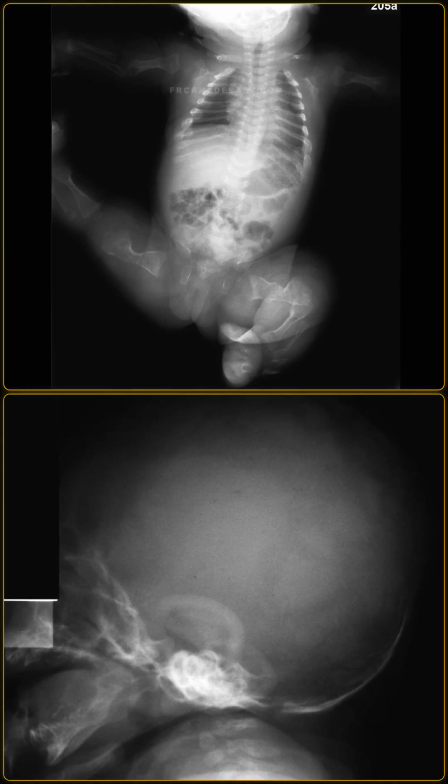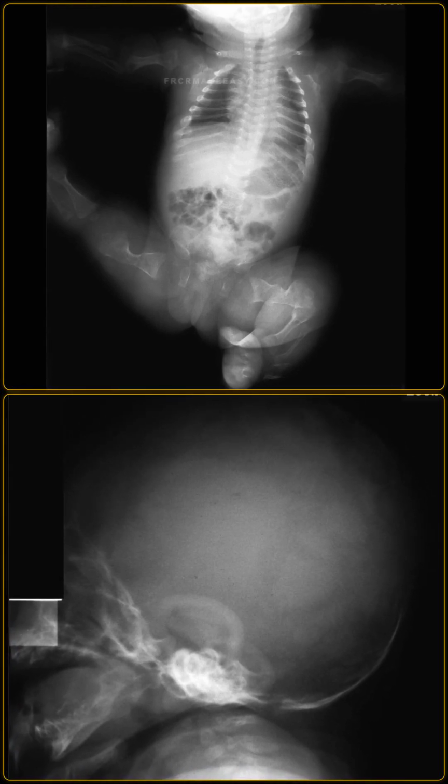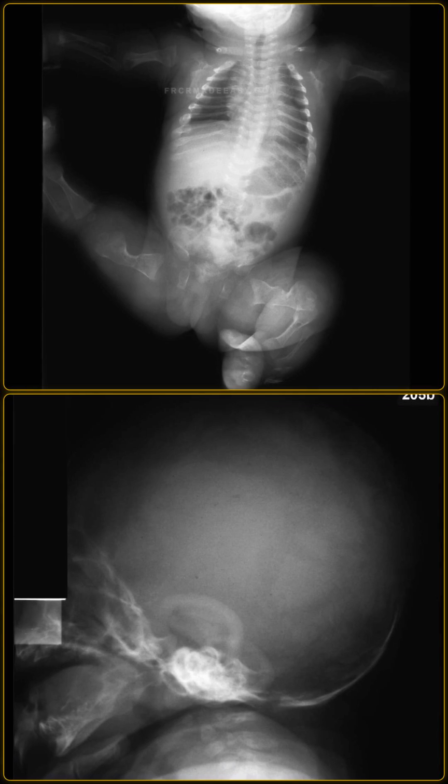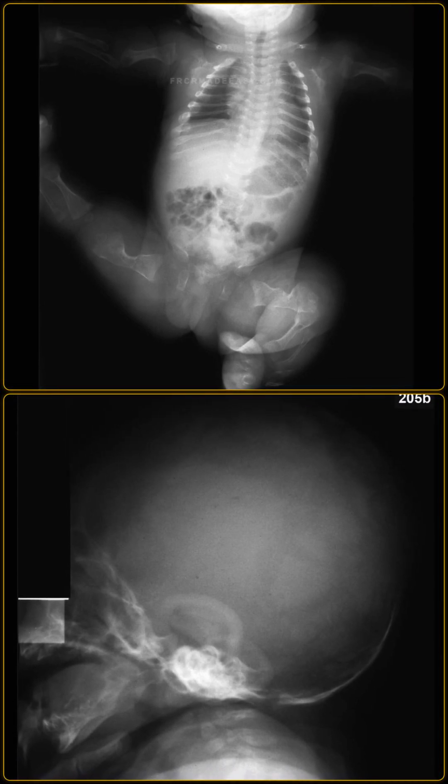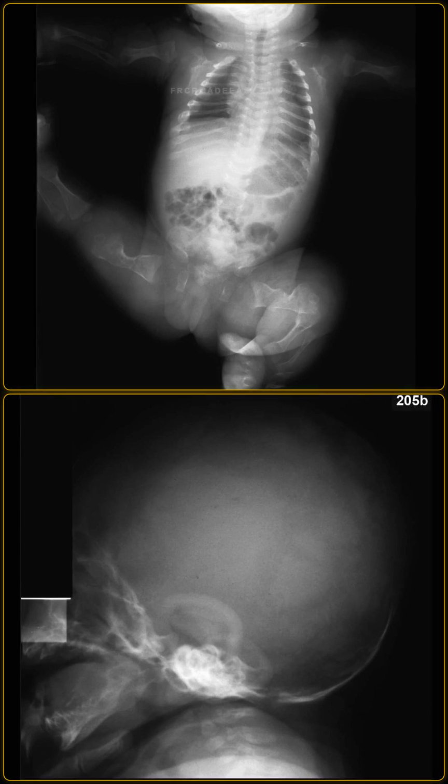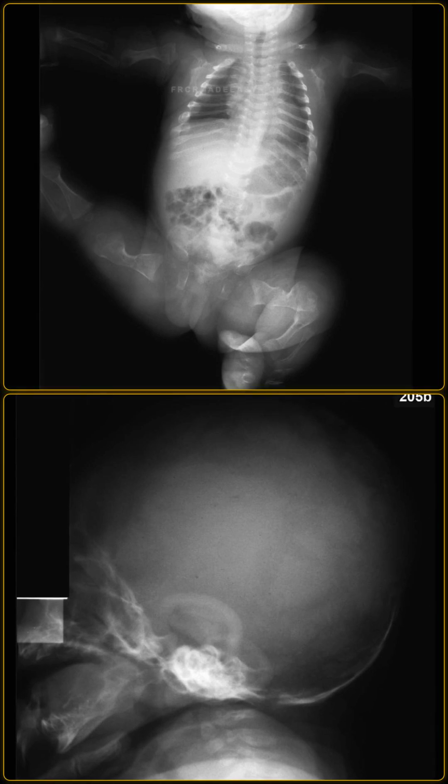The differential diagnosis for wormian bones includes pycnodysostosis, healing rickets, cleidocranial dysostosis, hypothyroidism, and Down syndrome. However, in the context of the diaphyseal fractures and osteopenia we saw earlier, osteogenesis imperfecta is the definitive diagnosis.